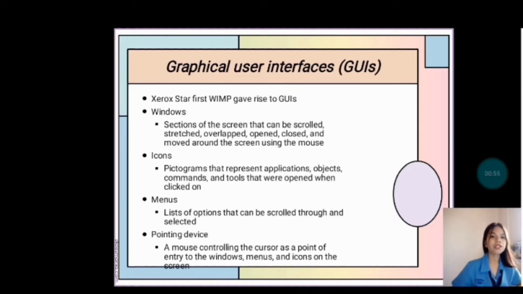Windows, sections of the screen that can be scrolled, stretched, overlapped, opened and closed, and moved around the screen using the mouse. Icon, pictogram that represents applications, objects, commands, and tools that are opened when clicked on. Menus, lists of options that can be scrolled through and selected. Pointing device, a mouse controlling the cursor as a point of entry to the windows, menus, and icons on the screen.